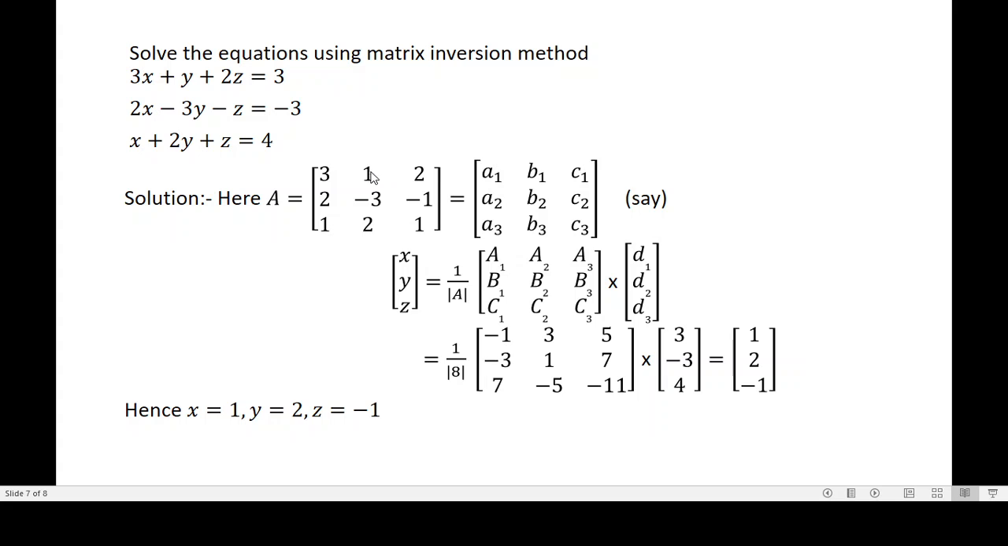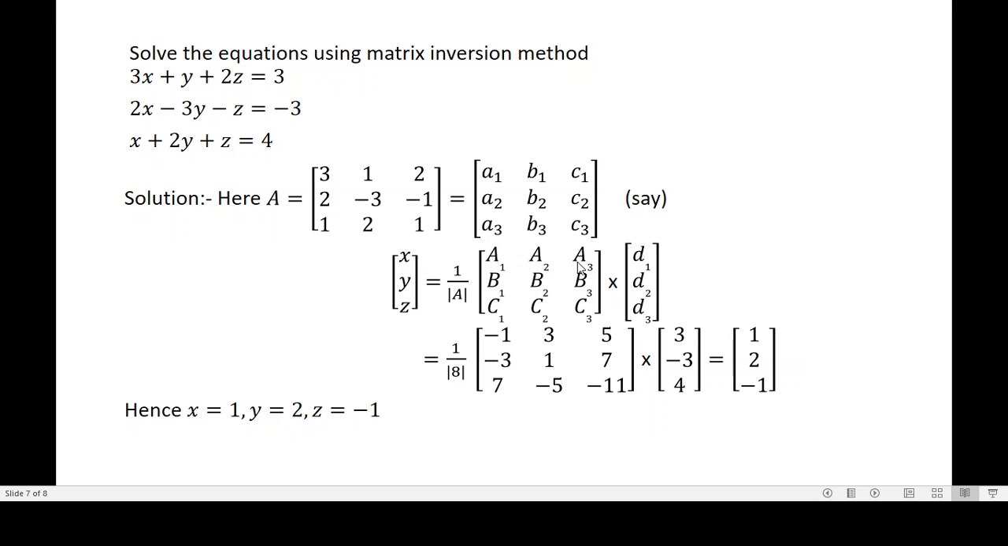Okay. Hence, the cofactor matrix is minus 1, minus 3, 7, 3, 1, minus 5, 5, 7 and minus 11. This is not the adjoint matrix. First we write the cofactor matrix, then take the transpose of the cofactor matrix. So this is the adjoint of the matrix. Adjoint of the matrix A is the transpose of the cofactor matrix, which is equal to minus 1, 3, 5, minus 3, 1, 7, 7, minus 5, minus 11. So this is the adjoint.